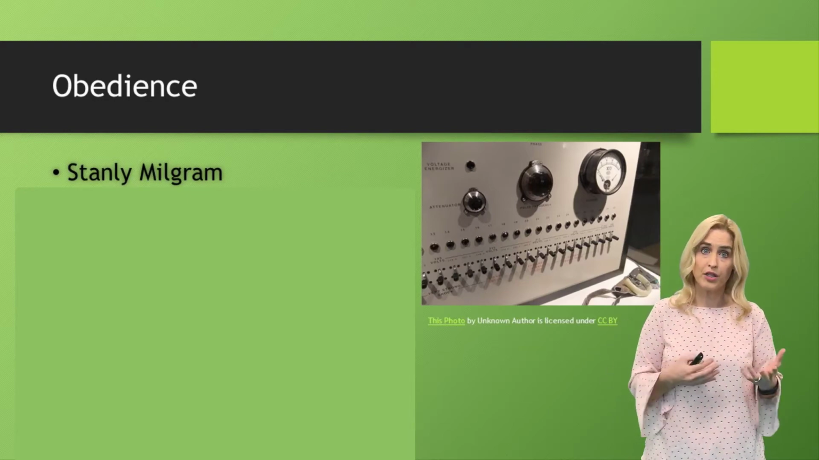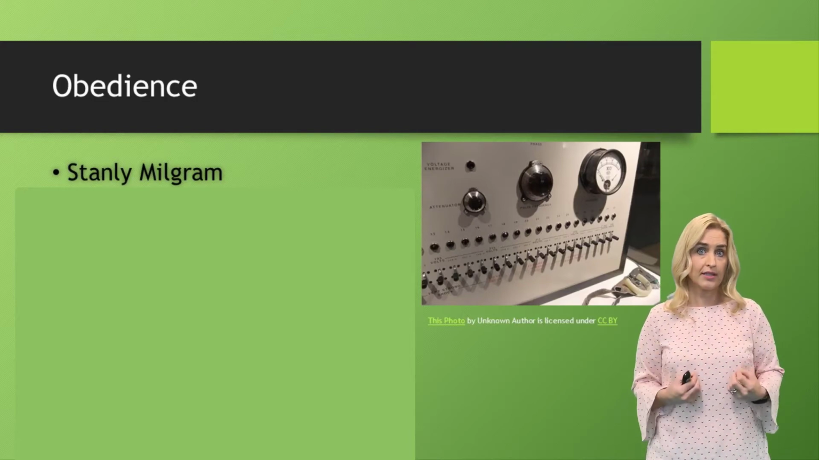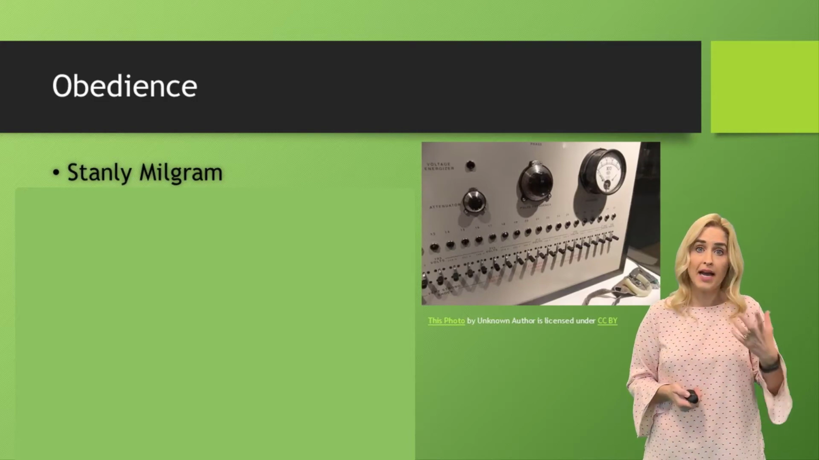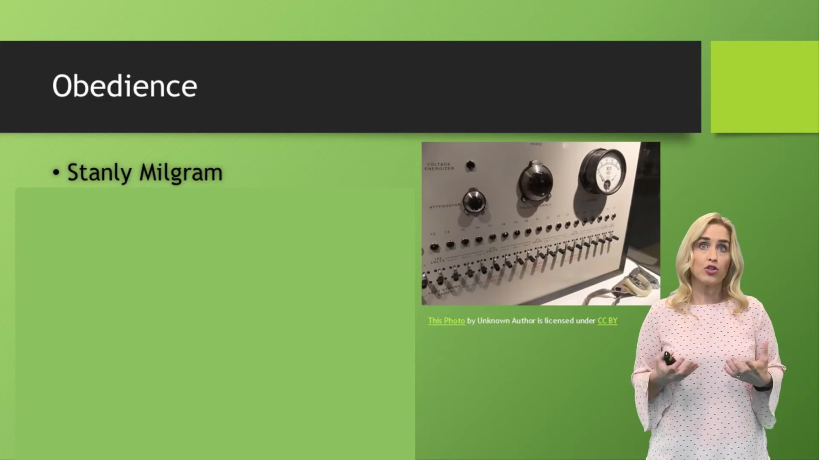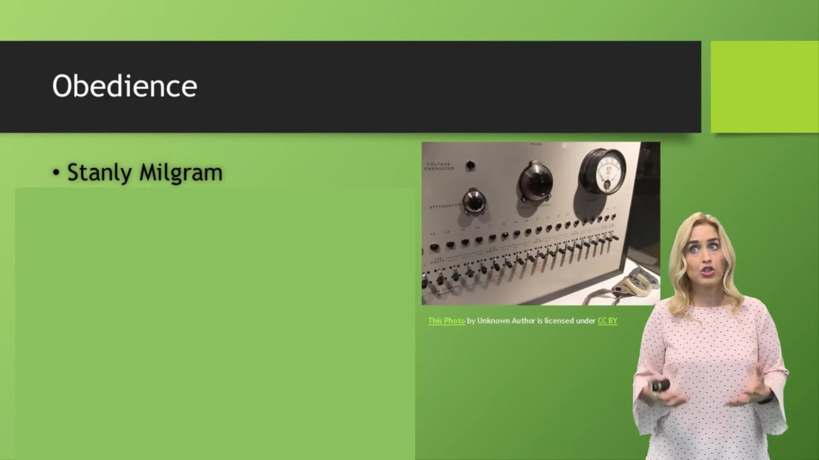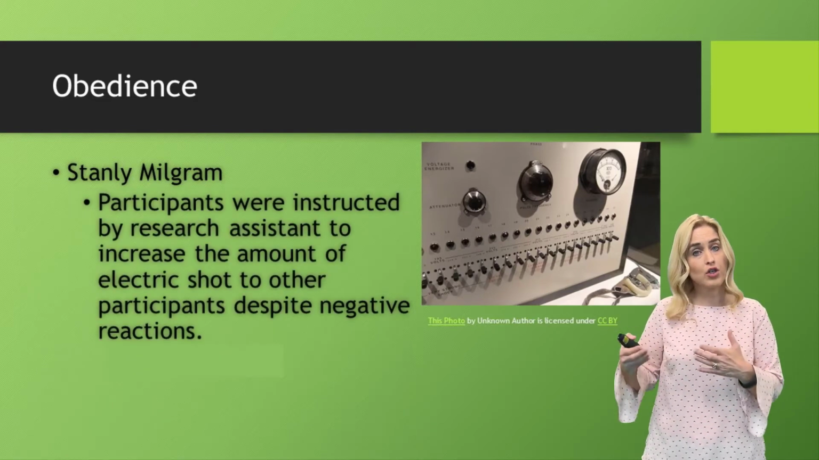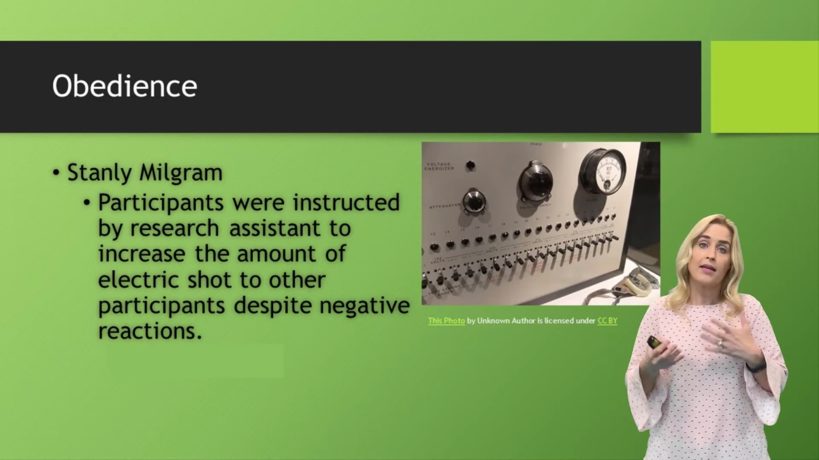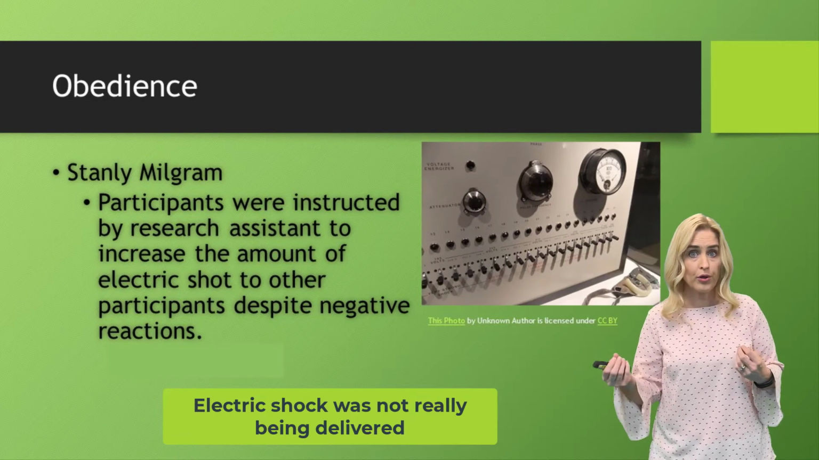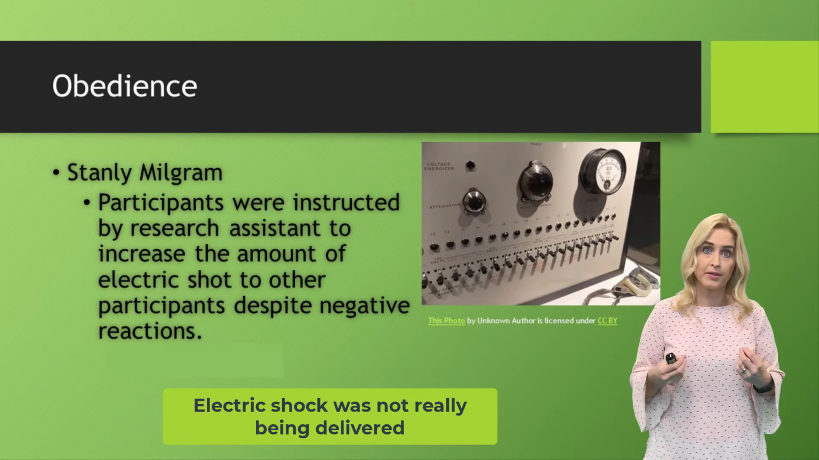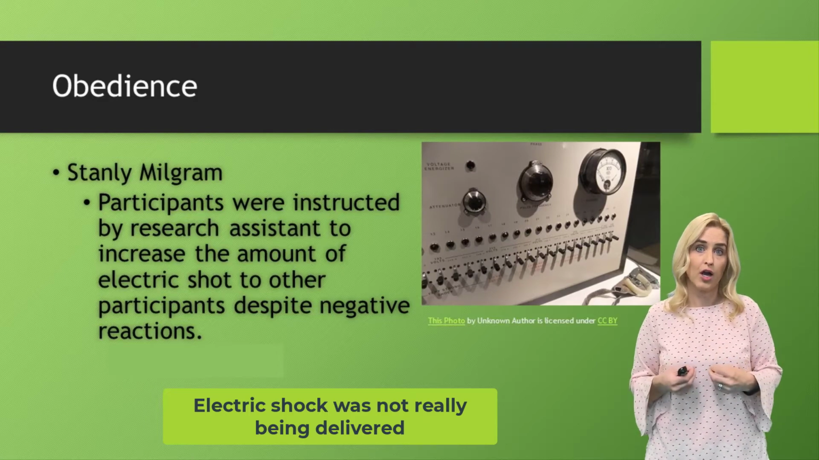In the room with the teacher was also a researcher. Now, the researcher was dressed in a lab coat and was not Milgram. It was actually one of his research assistants. Now, the teacher was told to administer electric shock every time the learner made a mistake and increase the level of shock with every mistake. Now, this was scripted, so the person who was on the other side of the wall, the learner, would make mistakes on purpose, and every time the teacher would need to increase the level of shock.